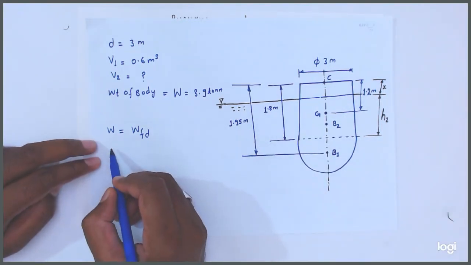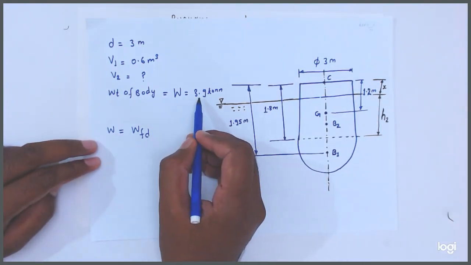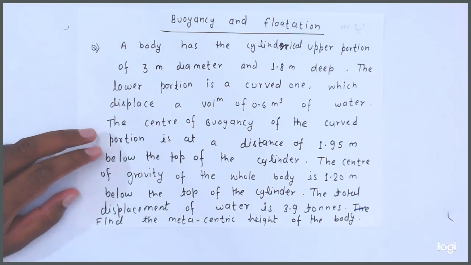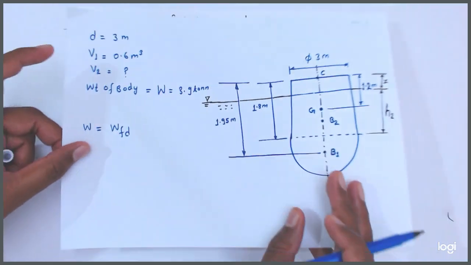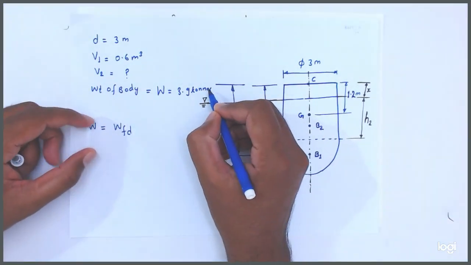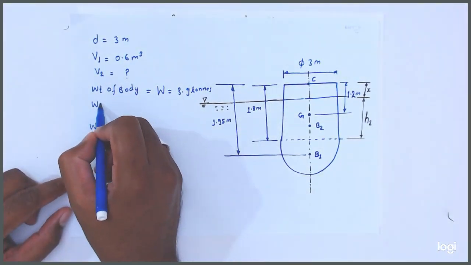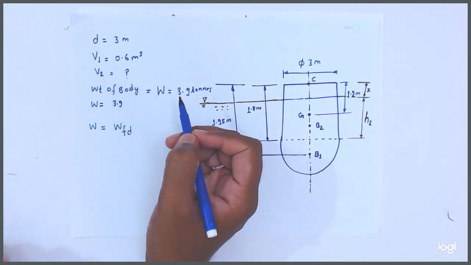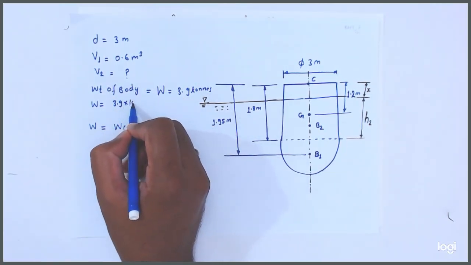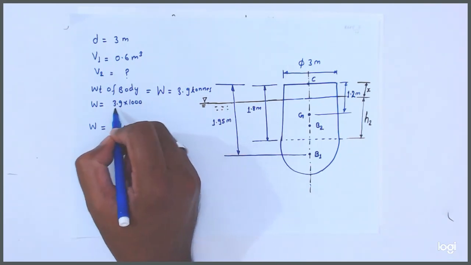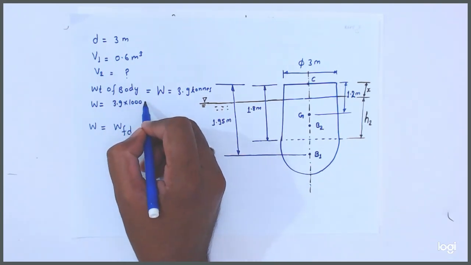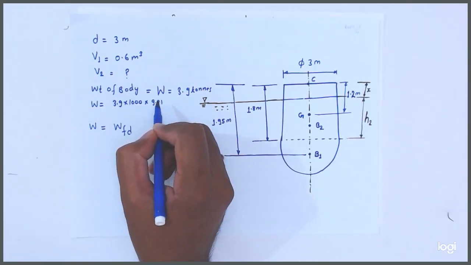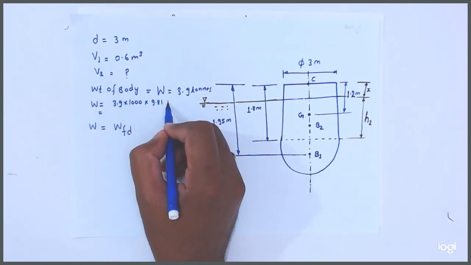So friends, here weight of the body is equal to what? Here you see 3.9 ton is there. Same thing, tons. So what is the weight in Newton? So weight is equal to 3.9 into 1000. This will give the value in kg, and we have to multiply with 9.81. So it will give the weight in Newton.